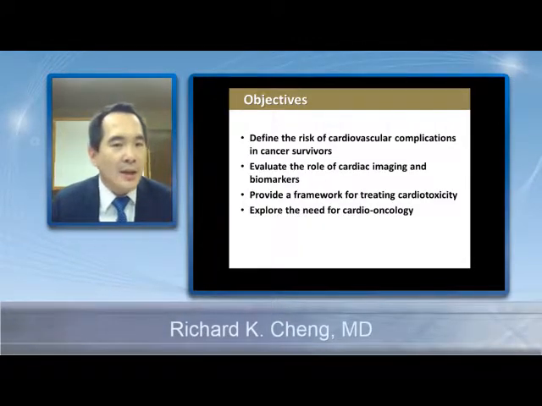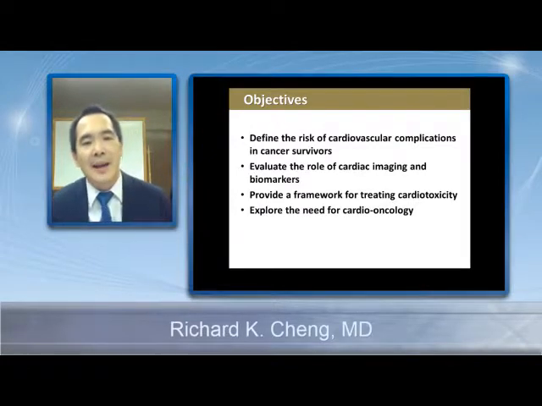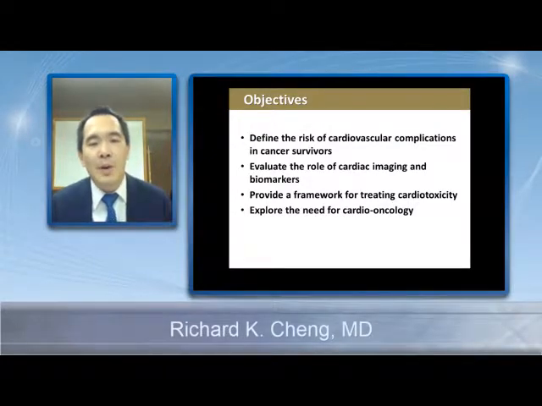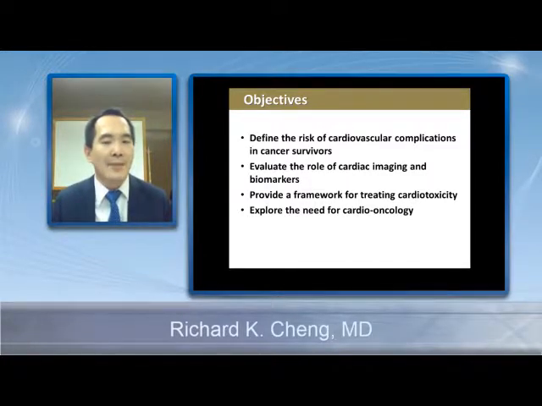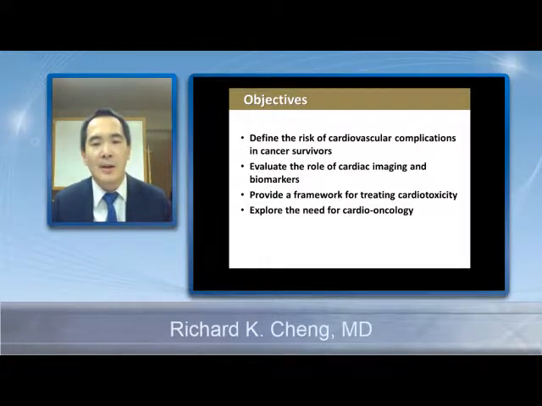So through this talk, we will define the risk of cardiovascular complications in cancer survivors. I want to evaluate the role of cardiac imaging and biomarkers and how this can help you risk stratify your patients and how you can use this to help you manage your patients. I want to provide you a framework on how to treat cardiotoxicity, not only from a treatment standpoint once they have LV dysfunction, but also in terms of how to prevent cardiac toxicity. We will also explore the need for cardio-oncology as a discipline and how this differs from standard cardiology.